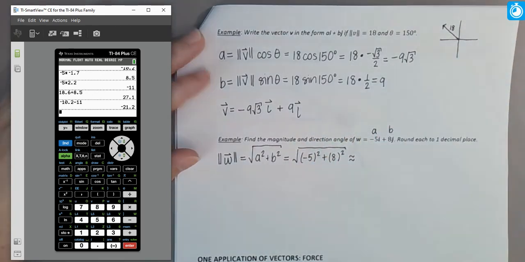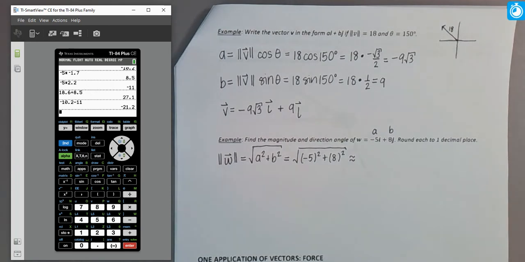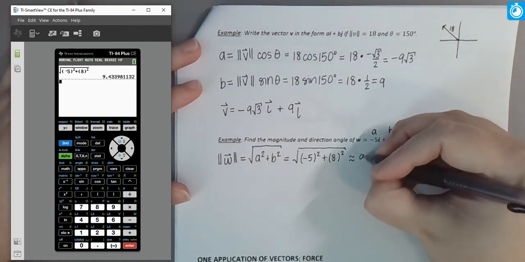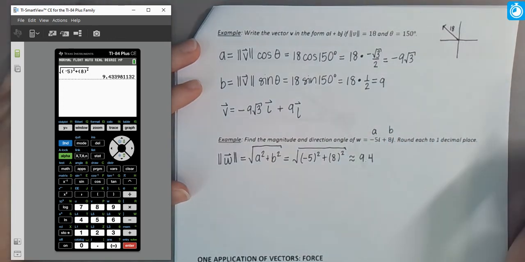And let's just plug this into the calculator. So 5 and 8 don't represent parts of a Pythagorean triple, which is why we know we're going to have to round. So we're taking the square root of negative 5 squared plus 8 squared, all of that. So to 1 decimal place, that's approximately 9.4. 9.4 units, whatever our unit is.